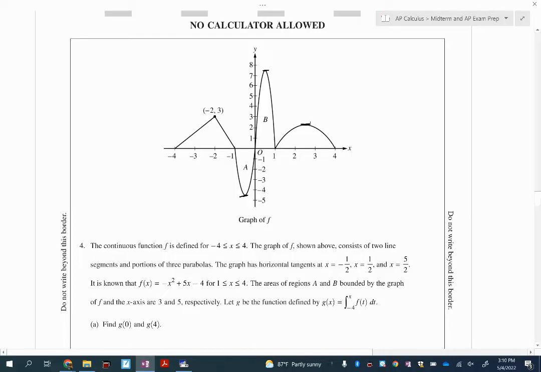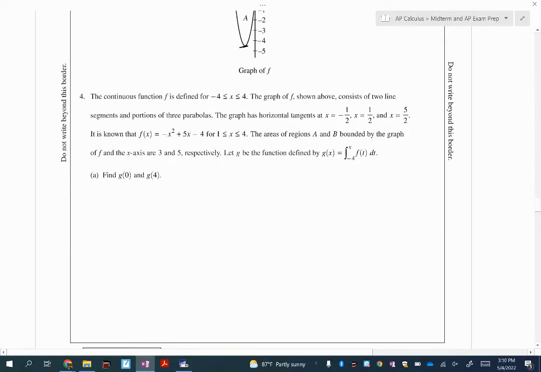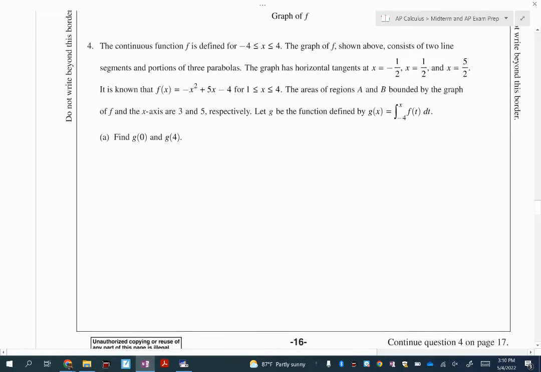All right, you guys ready? All right, let's do g of 0. So I'm going to just use the last piece they just gave us. I'm going to write down g of 0 equals the integral from -4 to 0 of f of t dt.